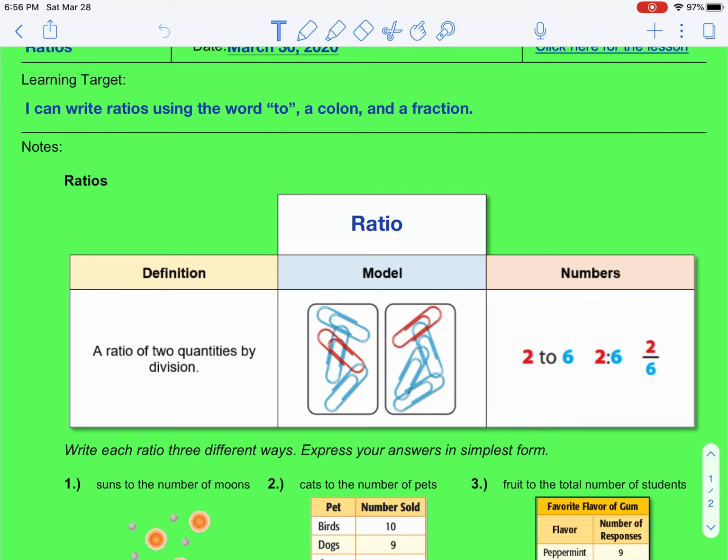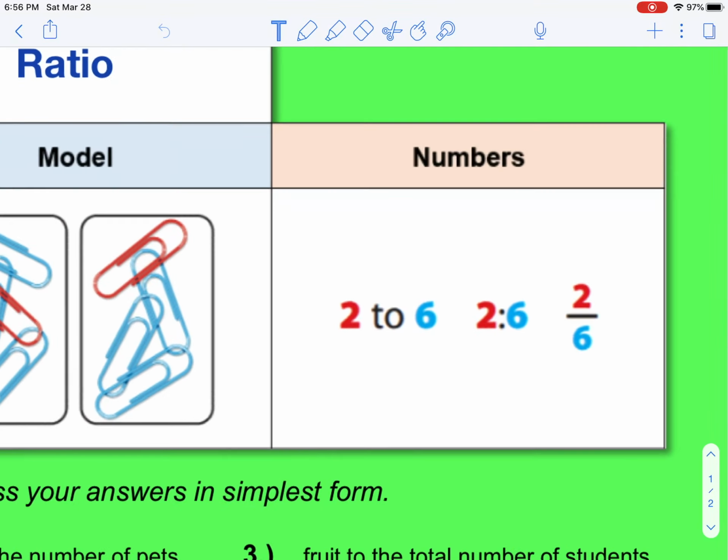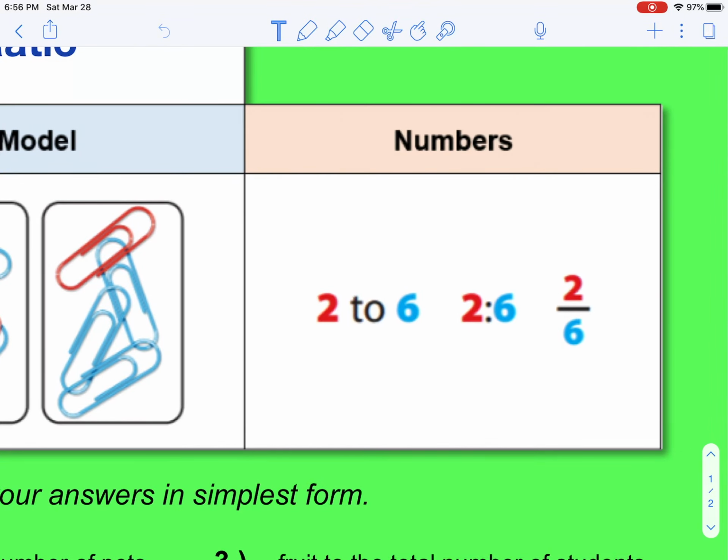If I wanted the ratio of red paper clips to blue paper clips, I could write it 3 different ways. I could use the word to, I could use a colon, which is just the 2 dots, or I could use a fraction bar. It doesn't matter which one you use, but those are our 3 different options. I usually use the fraction bar because that's going to help us when we start learning about different things like rates, which is coming up next, and percents and things like that down the road.